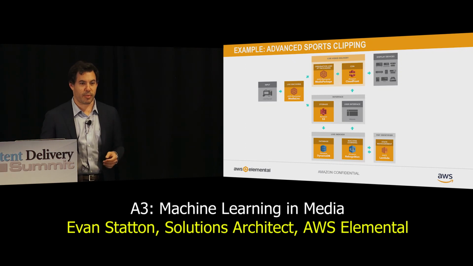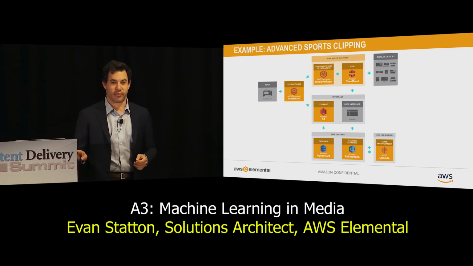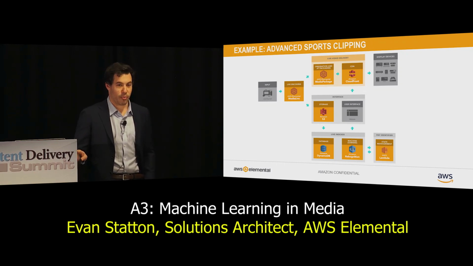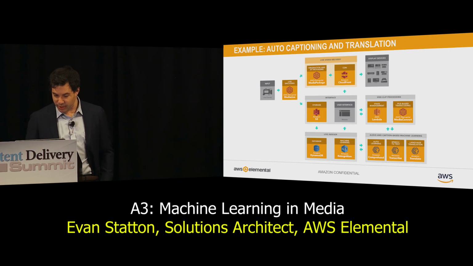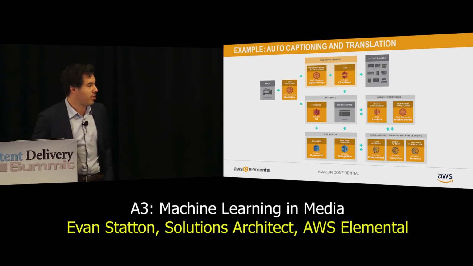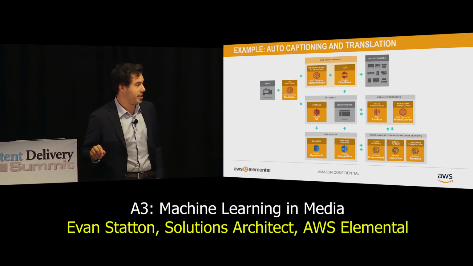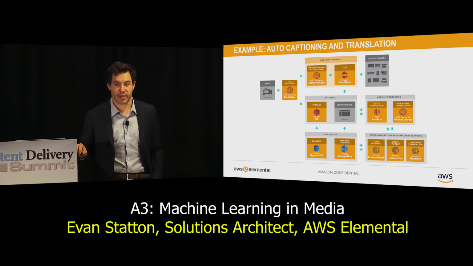So you can probably be creative and think of any number of examples where that might be useful. Looking at scoreboards or text or something to trigger events. That's one. The other one is an automatic closed caption and translation service that I'll show you in a second.